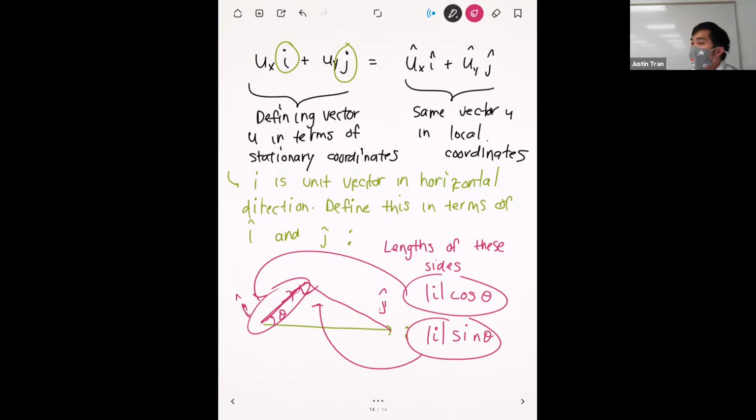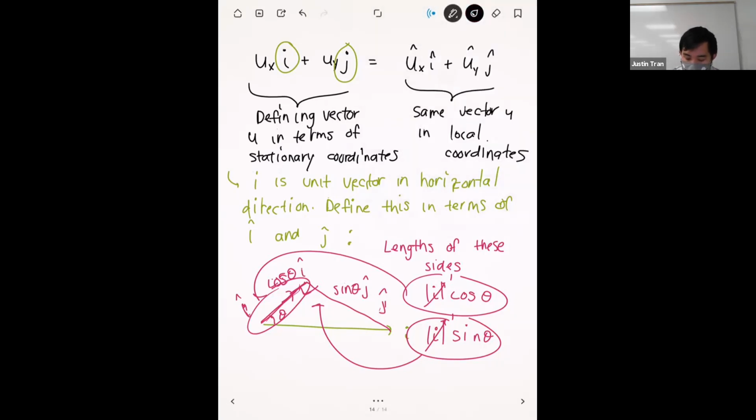Since the I here is a unit vector, remember a unit vector has a length of 1, so we're going to cross these out and turn them into 1. With that, we get the length of this side is cosine theta and sine theta. At this point, I'll remind you that this is in the I hat direction, so this is basically the same as cosine theta I hat, and this side right here is in the j hat direction. If we multiply that by the j hat vector, we get sine theta j hat.